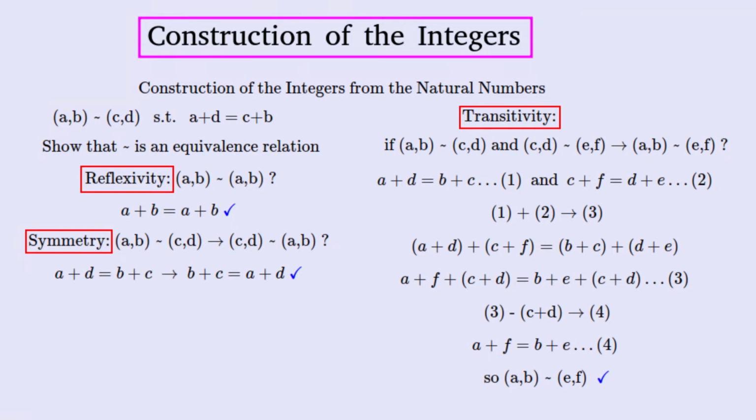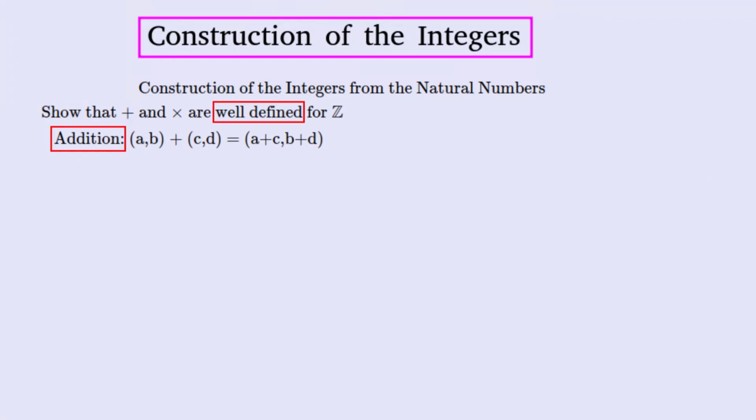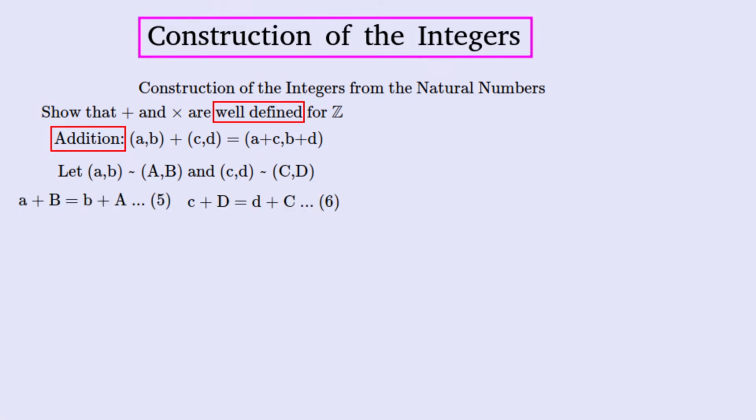So this is an equivalence relation. Now we'll have to show that the addition and multiplication that we've defined for integers are well defined. We'll start with addition. We'll let these two pairs of integers be equivalent to each other. Then the equivalence relation definition will cause these equations to be true.